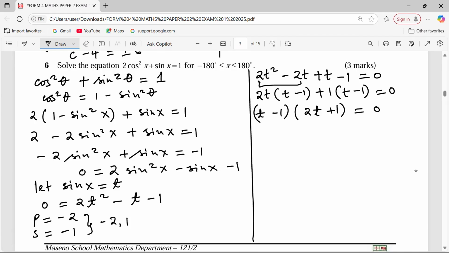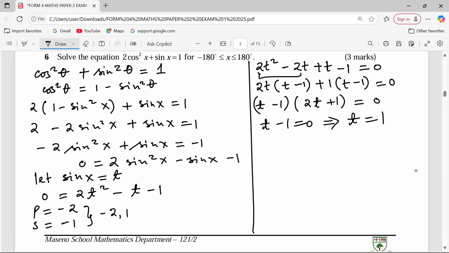When you look at this, you shall realize that we have two values of t. t minus 1 equals 0, implying that the value of t is 1. And for sine, we cannot use that value. So we will take 2t plus 1 being 0, implying that 2t equals -1 and t equals -half. Therefore, the sine of x, which was the value of t, equals -half.